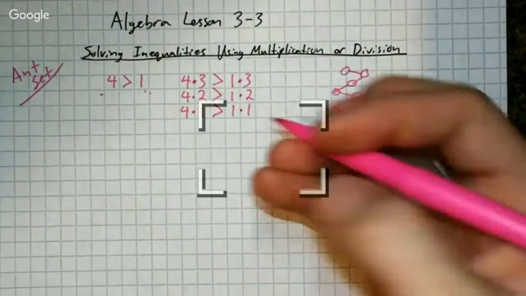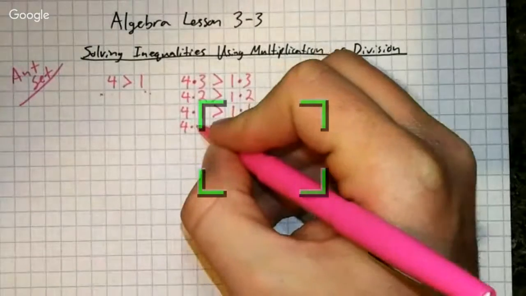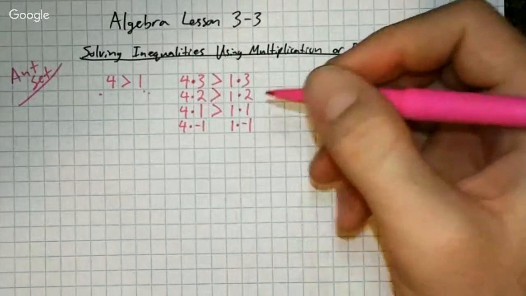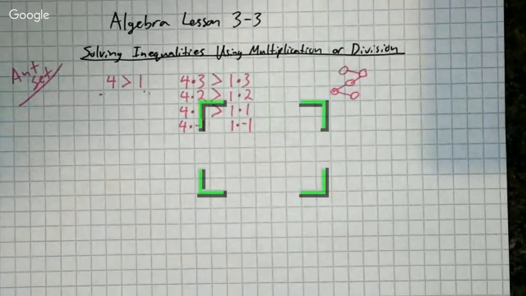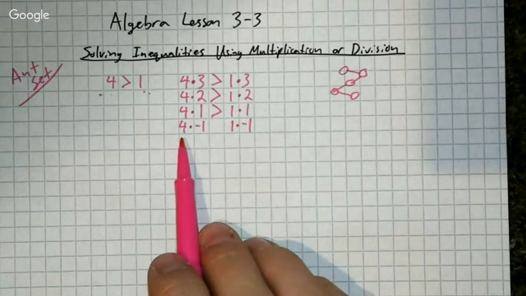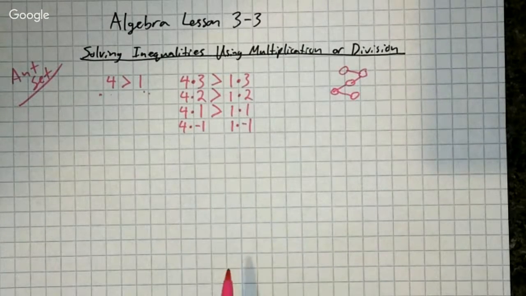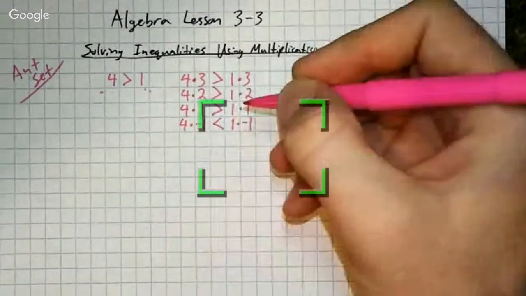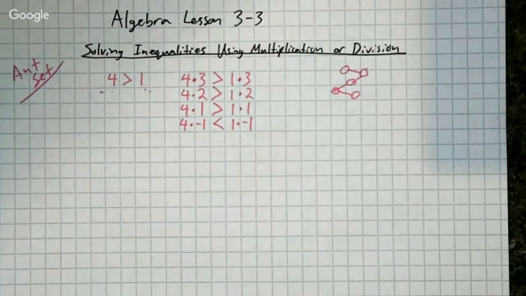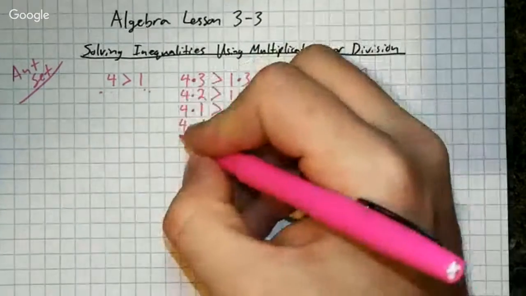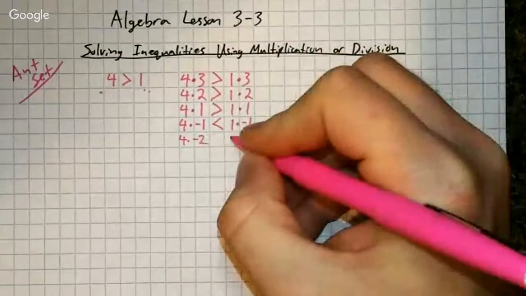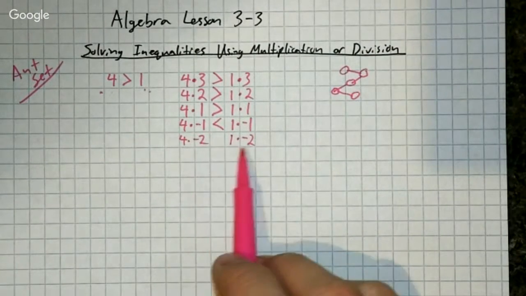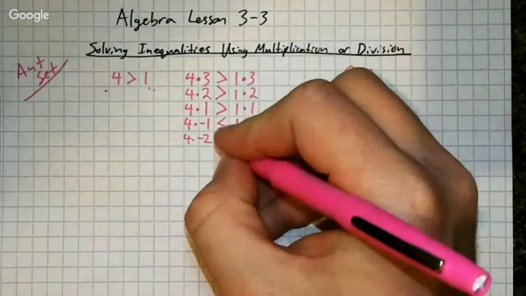Now, let's take a look at what we can see here. 4 times negative 1, 1 times negative 1. Now, looking at this, look what happens here. 4 times negative 1 is going to give us negative 4. 1 times negative 1 is going to give us negative 1. Which one's bigger? Oh, our sign is going to flip. Let's make sure that wasn't a fluke. 4 times negative 2, 1 times negative 2. 4 times negative 2 is going to give us negative 8. This is going to give us negative 2. Again, this side is bigger.